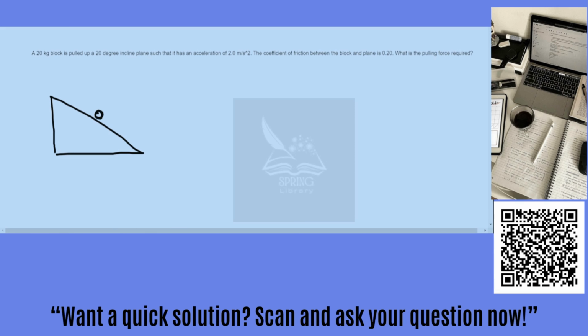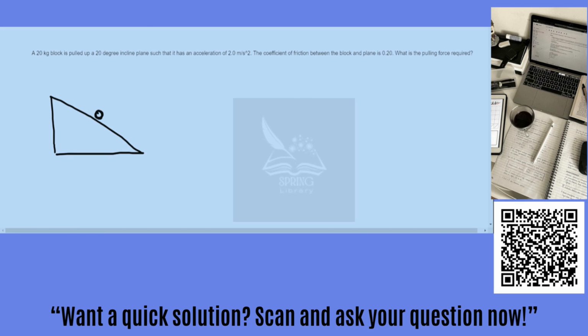A 20 kilogram block is pulled up a 20-degree incline such that it has an acceleration of 2 meters per second squared. The coefficient of friction between the block and the plane is 0.2. What is the pulling force required? So I'm going to start off with the free body diagram, and then I'm going to write out the equations so that hopefully it becomes clear why I chose the problem the way I did.